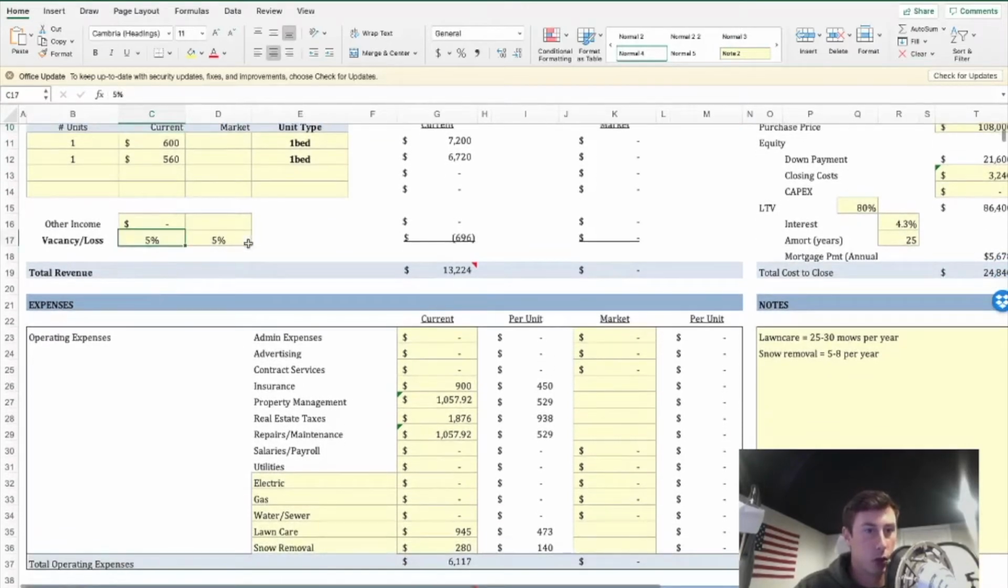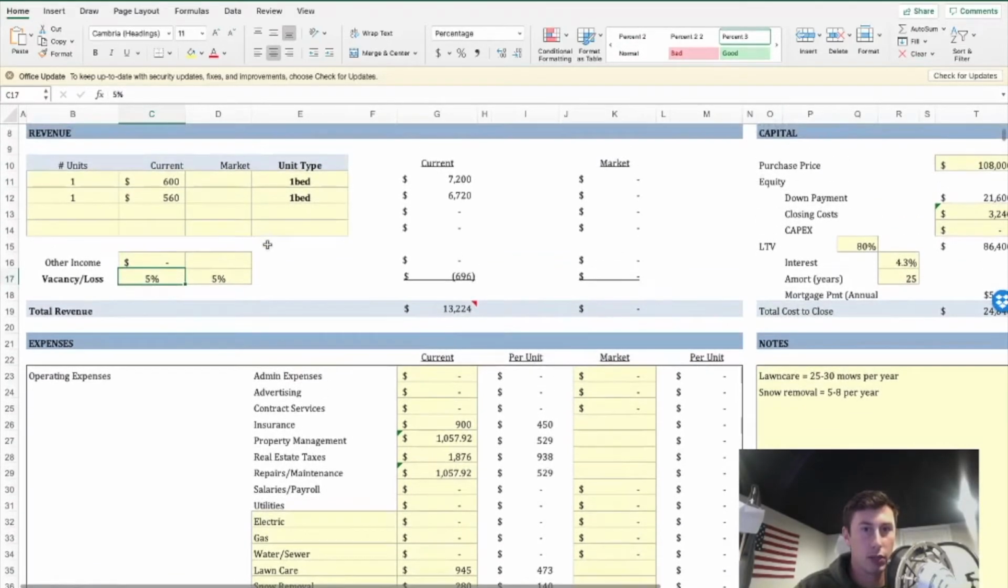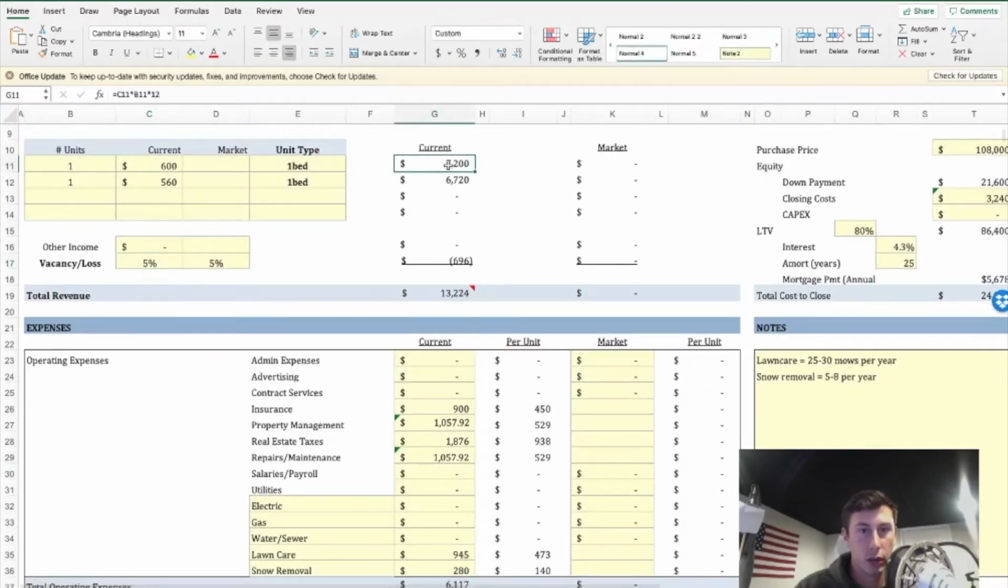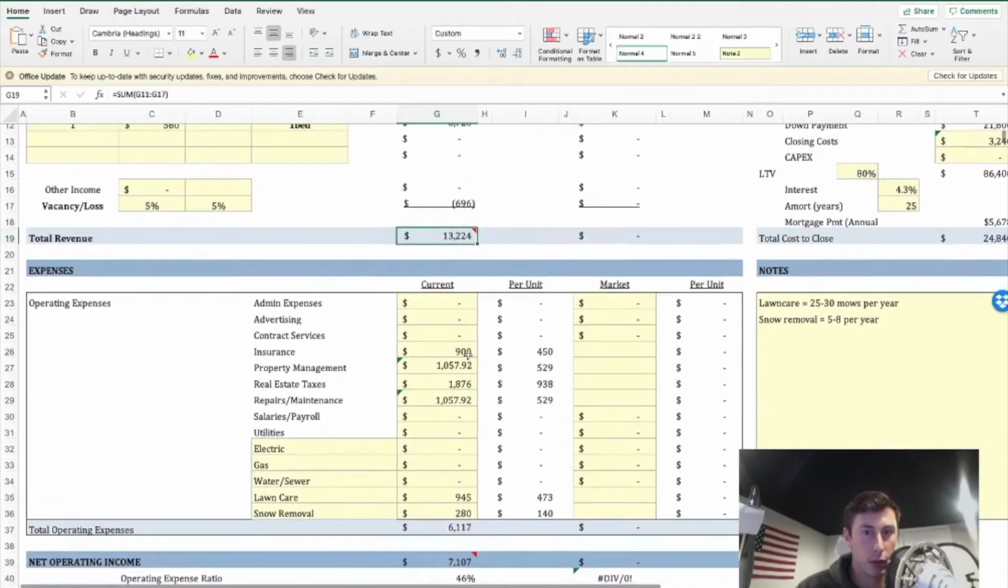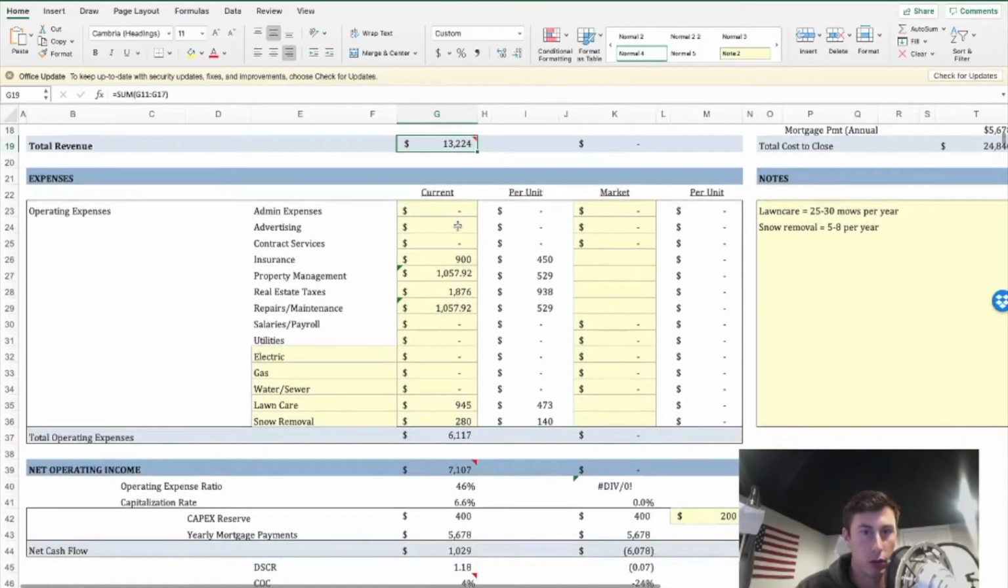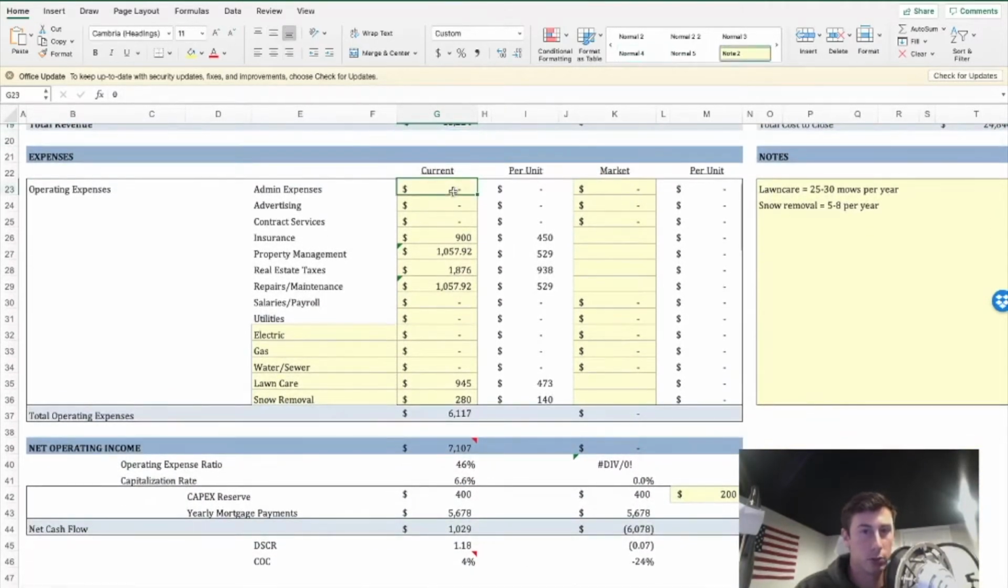Moving down, we're showing a 5% vacancy loss. That's just an average that I like to show. So you'll see, here's unit 1's gross revenue. Here's unit 2's gross revenue. Subtracting the vacancy and loss. So that gives us a gross income of $13,224. So let's move down and start filling out some more of the expenses.